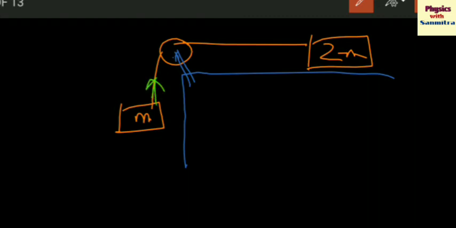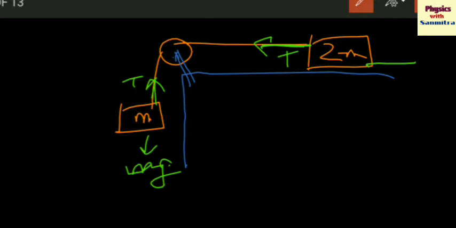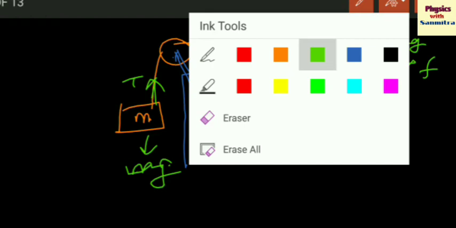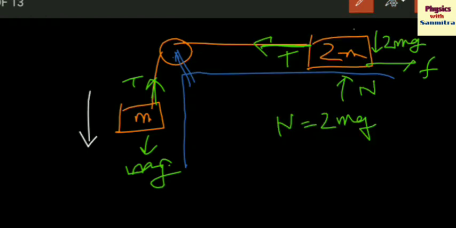See, here tension T is acting upwards for mass m, and here mg is acting downwards. Here what is happening? Here tension T is acting this side. Since this is slipping, friction F will act this side. Now what is F? See, this is normal reaction N, and down it will act, that is 2 mg. So N will be 2 mg. So I can write here, let's say all are moving with acceleration a. This is moving with acceleration a, and since they are connected with the same string, it will also move with an acceleration a according to the constraint relation.